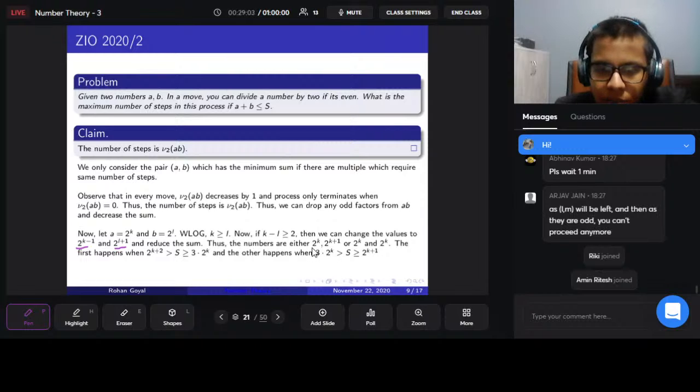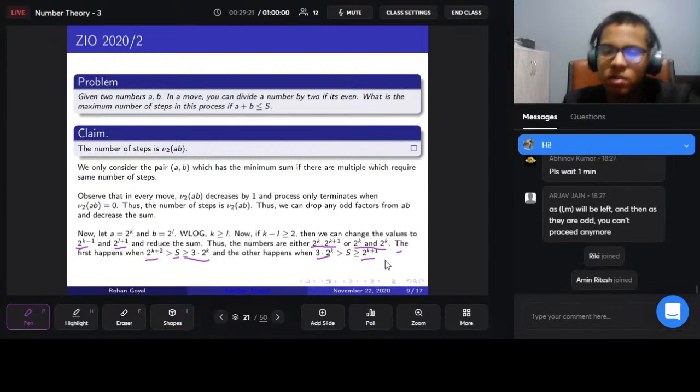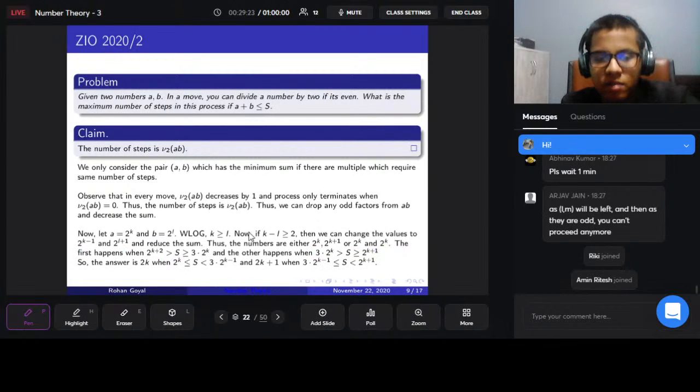So all our numbers are of the form 2 to the k and 2 to the k plus 1, or 2 to the k and 2 to the k. The first one happens when s is between these two numbers, and the other happens when s is between these two numbers. So you find that the answer is 2k when s is like this, and 2k plus 1 when s is like this.